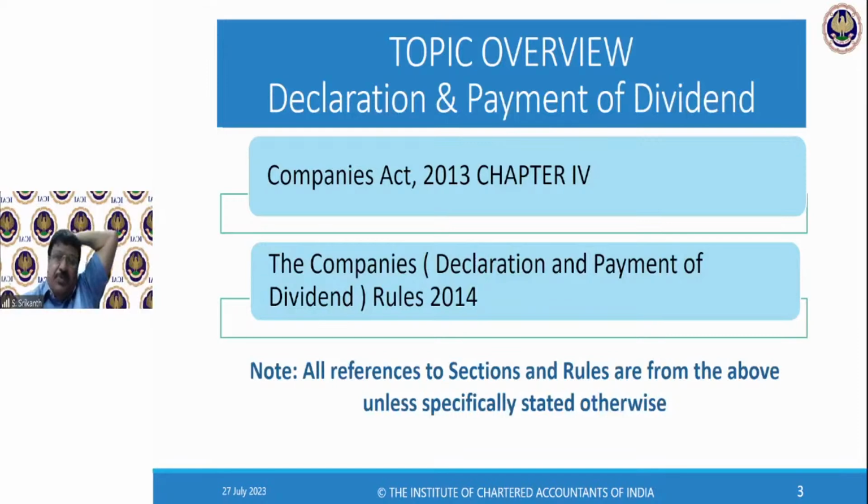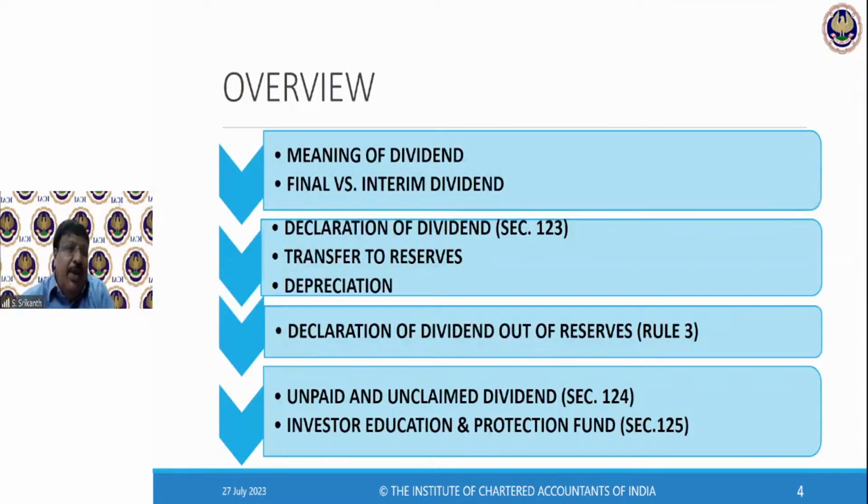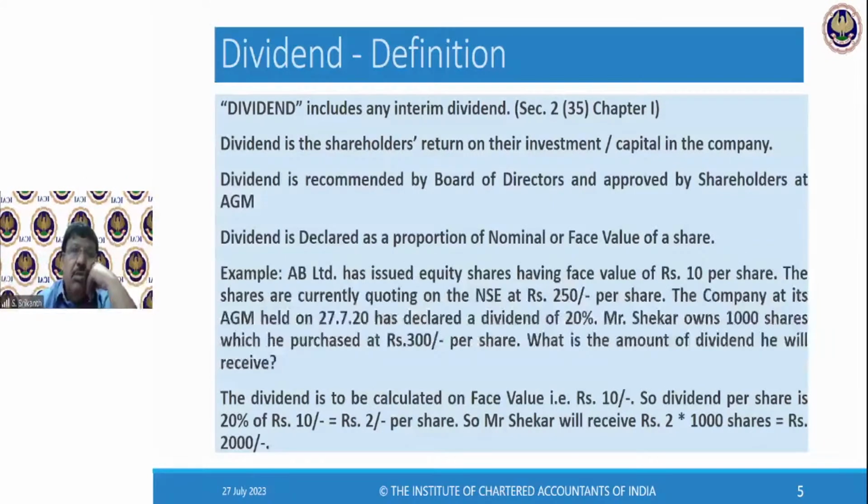Dividend. So, what is the meaning of dividend? We have to see. Then final versus interim dividend. Declaration of dividend. Conditions. Transfer to reserves. Depreciation. Then one very, very important concept called declaration of dividend out of reserves. Finally, unpaid and unclaimed dividend. Just as we saw unclaimed deposit, similarly, unclaimed dividend. Dividend which is not claimed. And lastly, IEPF. I told you just now, we'll be talking about the Investor Education and Protection Fund. What is dividend?